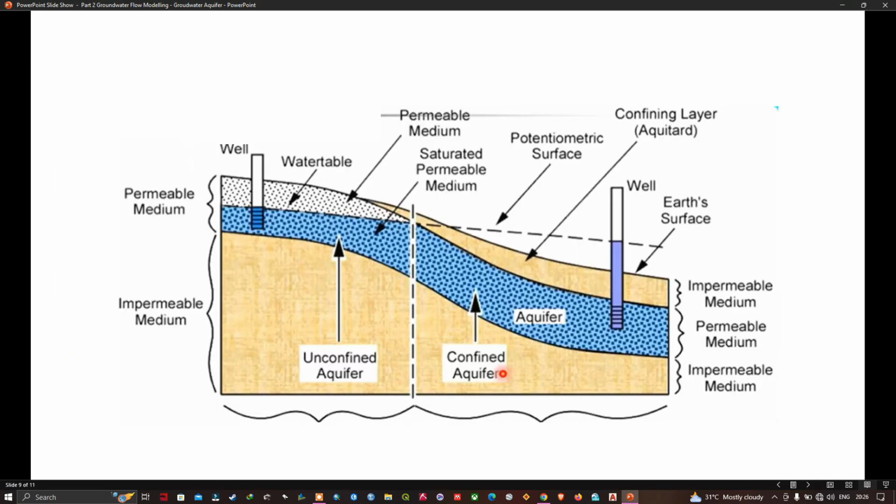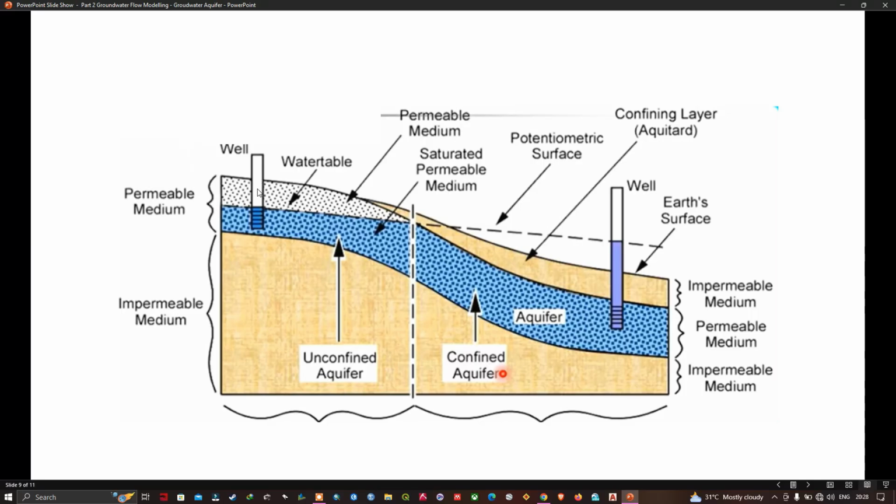Here you can also find a divide between the confined aquifer and the unconfined aquifer. This dashed line is the divide between the unconfined aquifer and the confined aquifer. As we said before, it depends on the water level and the presence of the confining layer or the aquitard. So this is a confining layer, an aquitard. You can see it here. So if we drill a well here, the water will not come out on its own. We have to put a pump here to discharge the water.